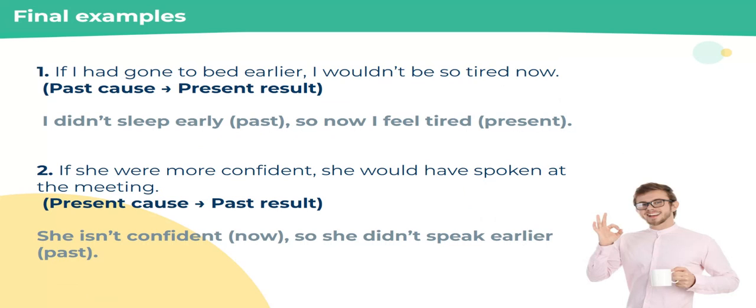Now, the second example: if she were more confident, she would have spoken at the meeting. This is present cause or context with past result or context. So she isn't confident now. So she didn't speak earlier. This is in the past. However, we sum that up in our conditional. If she were more confident, she would have spoken at the meeting.